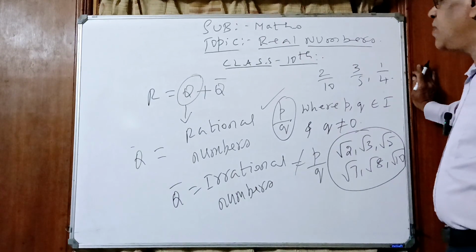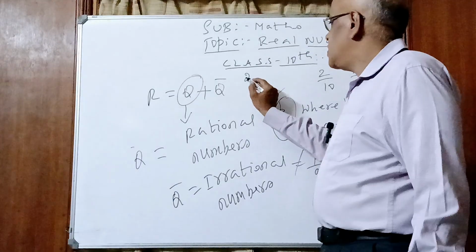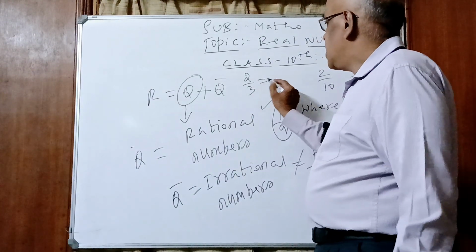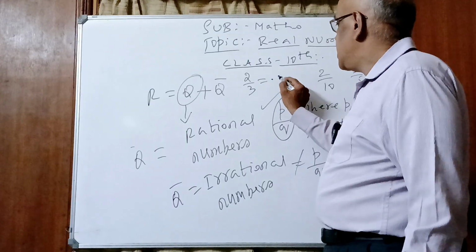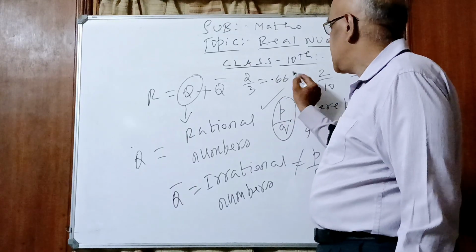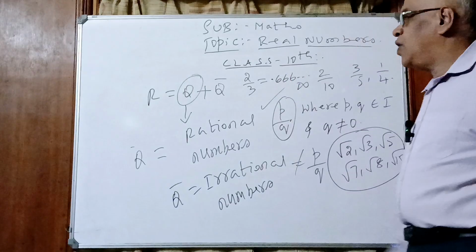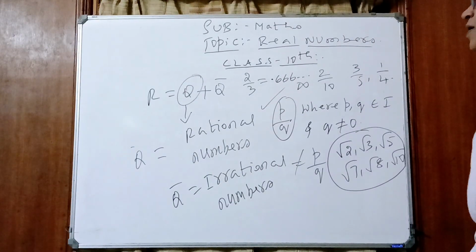The number is not divisible, but it recurs. 3, 2 doesn't go, put a point. Then 3, 6 are 18, 2 remains, 3, 6 are 18, 3, 6 are 18, it keeps on coming up to infinity. 2 by 3 is what? 2 by 3 is a rational number.